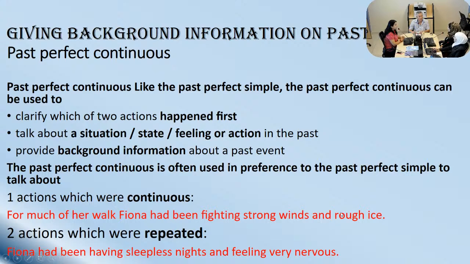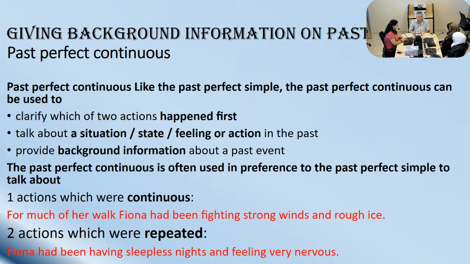Next slide, Ms. Hiba, please. Ms. Sana: Okay, we continue giving background information about our own past event. Past perfect continuous. The past perfect continuous, like the past perfect simple, can be used to clarify which of two actions happened first, talk about situation, state, or feelings or actions in the past, and provide background information about a past event.